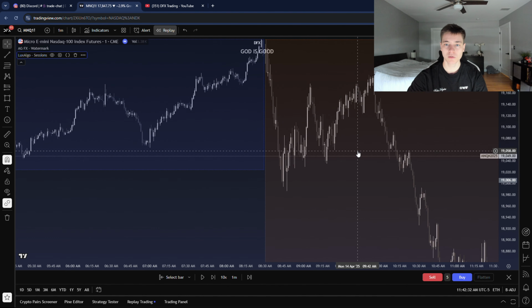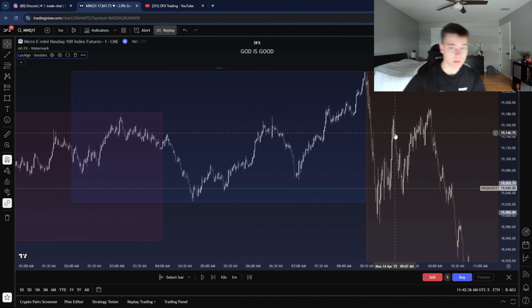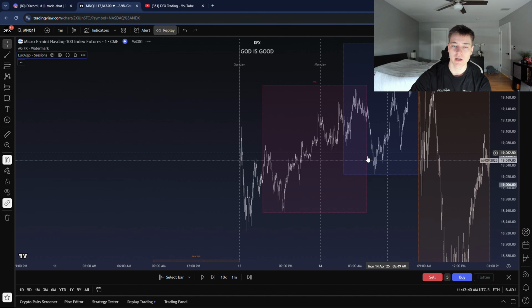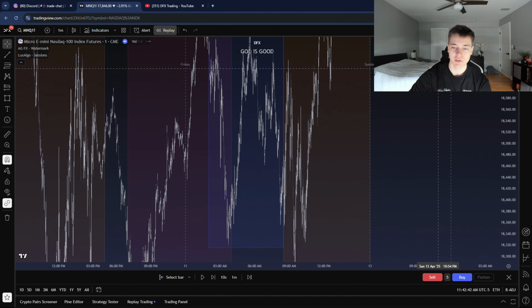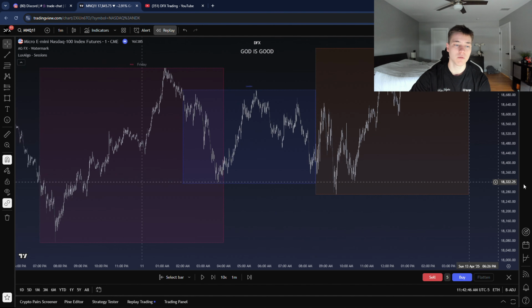All right, so that's a little bit more of a complicated trade because the sessions aren't as clear, but you don't even need this indicator to tell you where each session is. But this is just a good tip. It's a helpful tool that you can use.